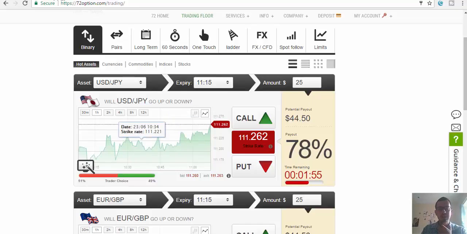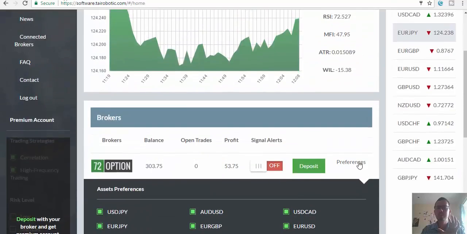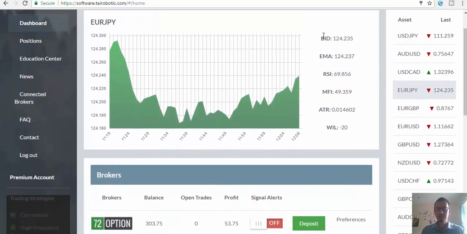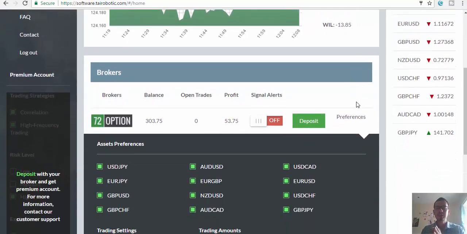So here we go, guys. I just wanted to explain this once more because it is really important. In the next video, I'm going to talk about exponential moving averages and indicators like RSI and EMA. These are really important as well. But for now, I'm going to turn the auto trader on. So let's turn it on.